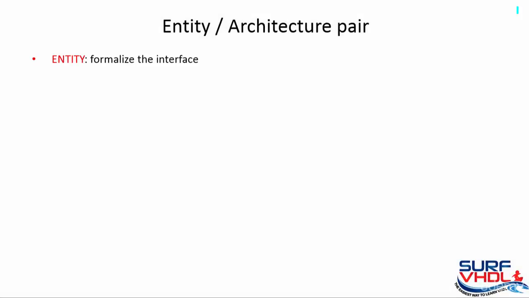The entity describes the interface of our design. Now, how can we describe the behavior of our entity? What the entity does? The architecture statement describes the underlying functionality of the entity. Architecture is always related to an entity and describes the behavior of that entity.